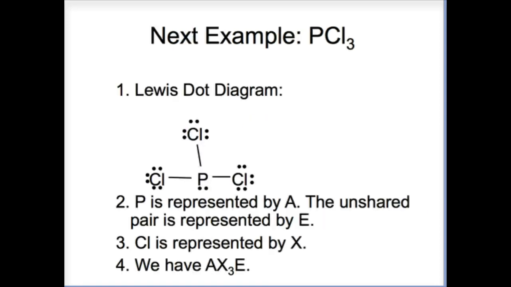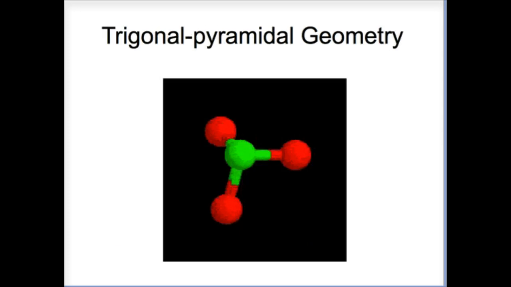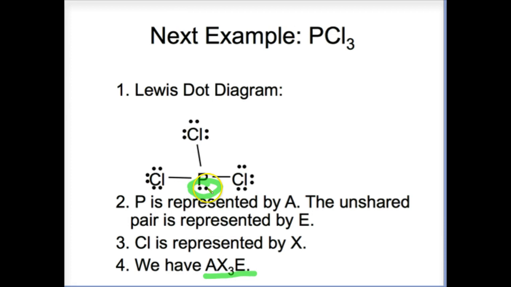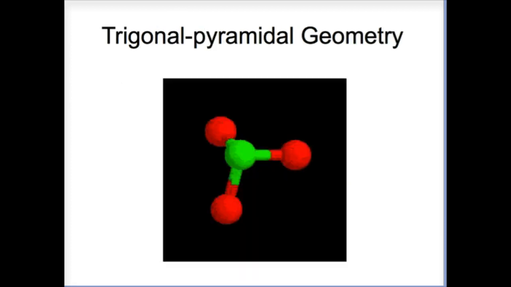Now, when we compare that to something like PCl3, which produces this Lewis dot diagram, notice that we have these unshared pairs of electrons. That changes our VSEPR formula. It also changes our shape. And we produce what's known as trigonal-pyramidal. In other words, the presence of these lone pairs of electrons shifts the shape in such a way that it almost looks like a mini pyramid.